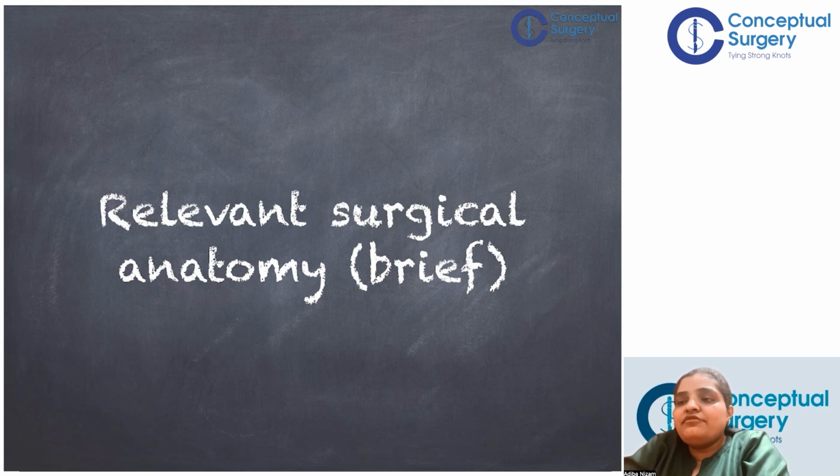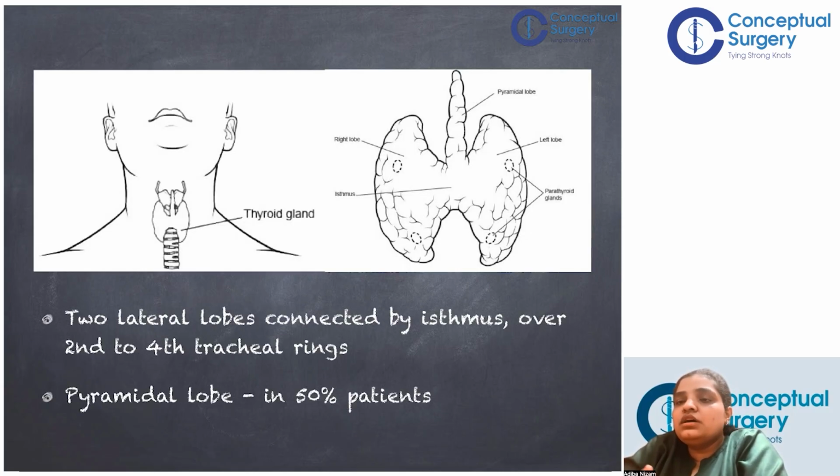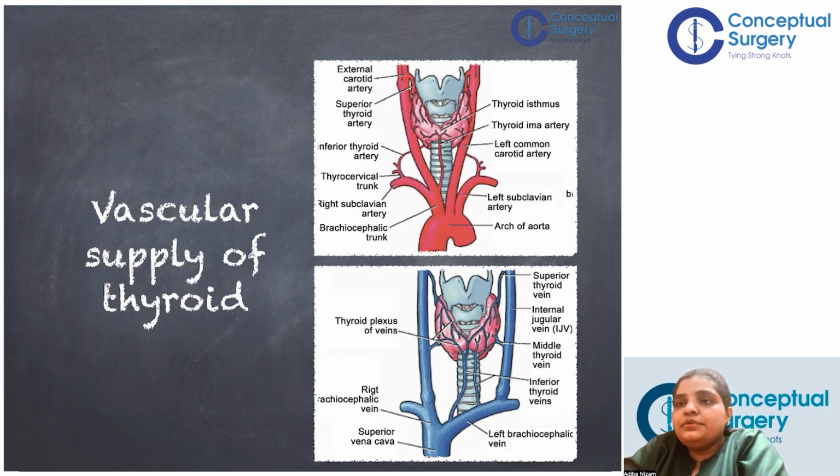Now, we have covered the brief introduction and the indications. Now we are going to be discussing the relevant surgical anatomy, but it's a brief description here. So, the thyroid gland consists of two lateral lobes connected by an isthmus, and the isthmus lies over the second to fourth tracheal rings. In 50% of the patients, another pyramidal lobe is present, which arises from the isthmus and reaches up. We go on to discuss the vascular supply of the thyroid.